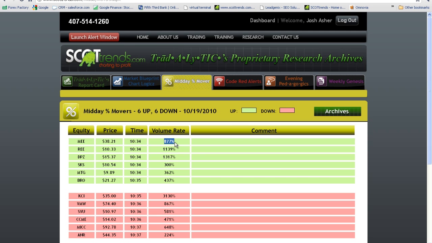We don't put entry and exit points in here. If we do, however, go over all of these midday movers, everything on this website, folks, we go over live on the radio. We actually share our desktop with you. We've got the latest technology and screen sharing. You get to see our traders' personal trading accounts. You get to see their charts.